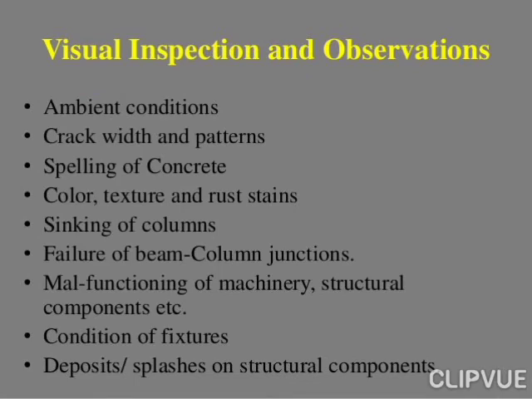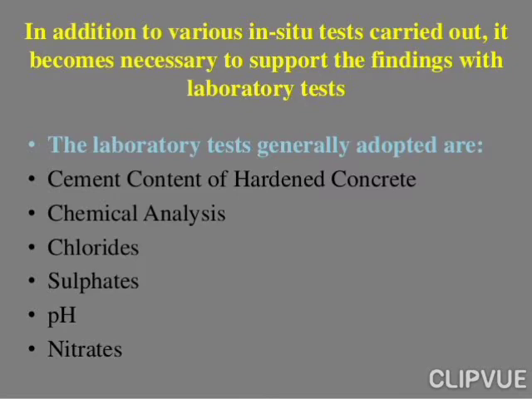Visual inspection and observations: ambient conditions, crack width and patterns, spalling of concrete, color, texture and rust stains, sinking of columns, failure of beam-column joints, malfunctioning of machinery, structural components and so on, condition of fixtures, deposits, splashes on structural components. The laboratory tests generally adopted are cement content of hardened concrete, chemical analysis, chlorides, sulfates, pH and nitrates.